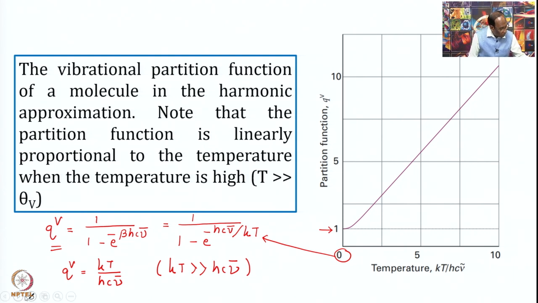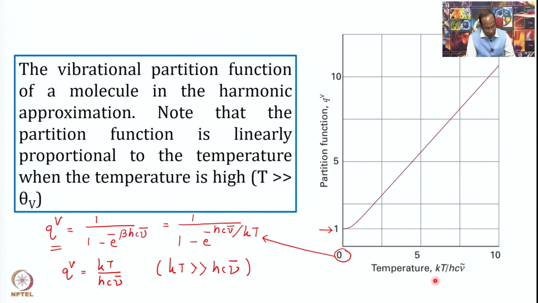So, look at the comment. The vibrational partition function of a molecule in the harmonic approximation. Note that the partition function is linearly proportional to temperature when the temperature is high. When temperature is high, you use this result. QV is directly proportional to temperature; k is constant, h is constant, c is constant, nu bar is constant for a given mode. And then it is almost linearly dependent on temperature, right? This is expressed in terms of kT over hc nu.